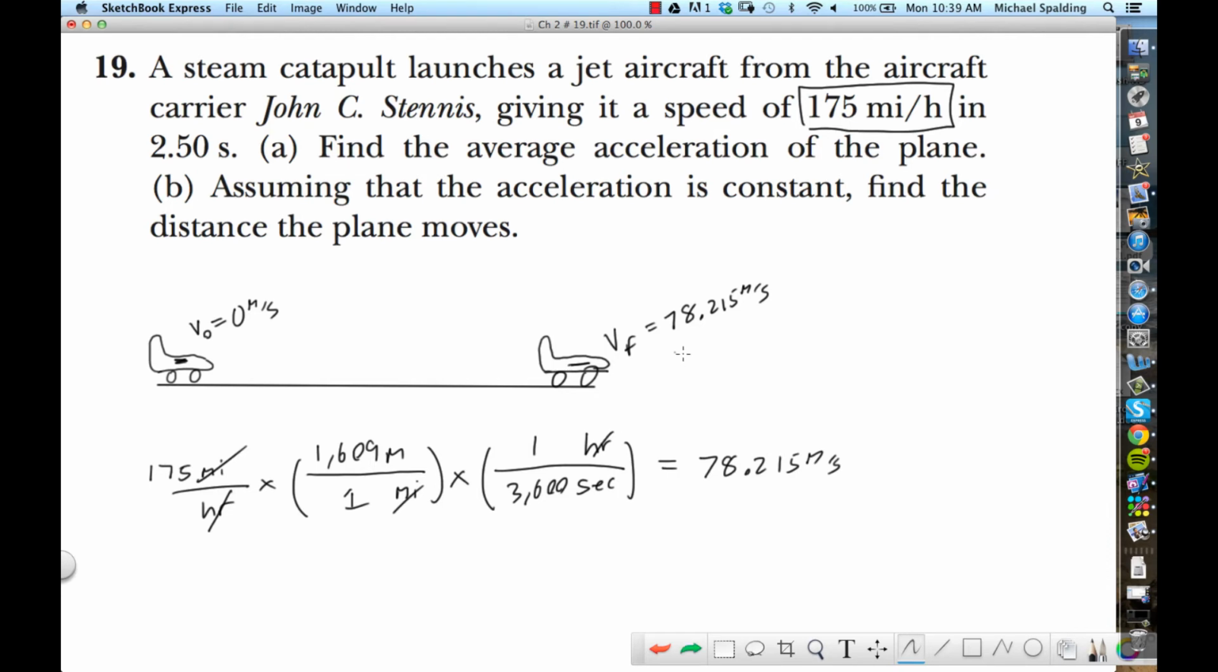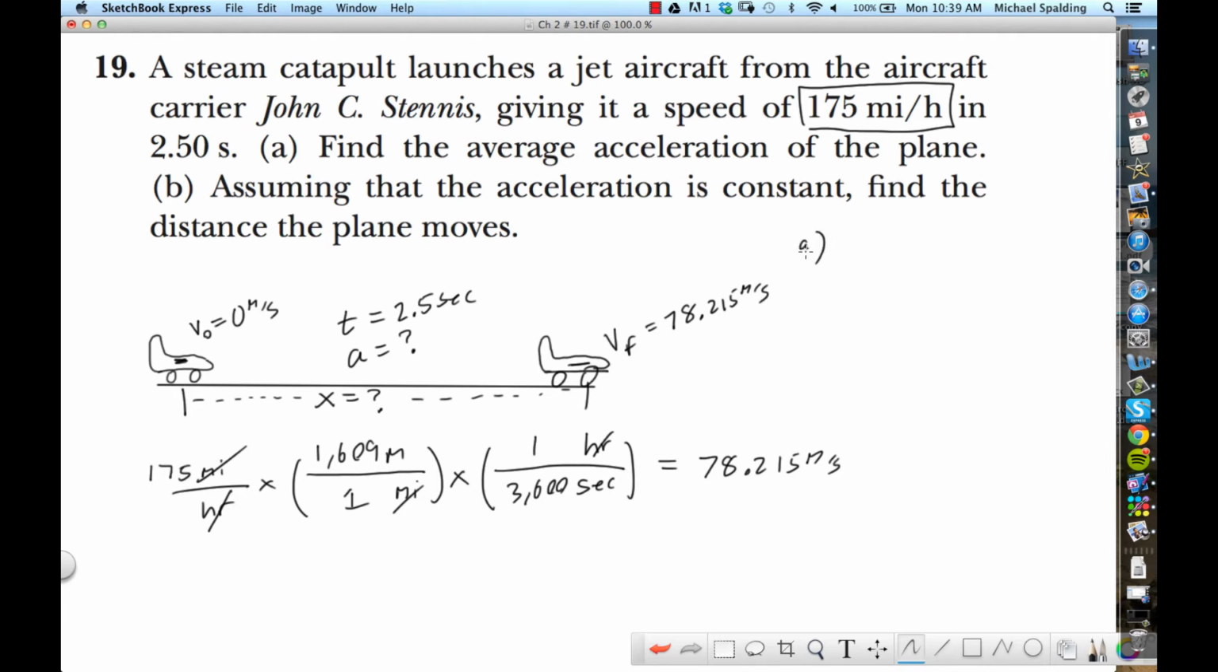All right, so what other information do we have? We're given the time it takes for this acceleration to occur as 2.5 seconds. We don't know the acceleration, and we don't know the total displacement. So X is a question mark.